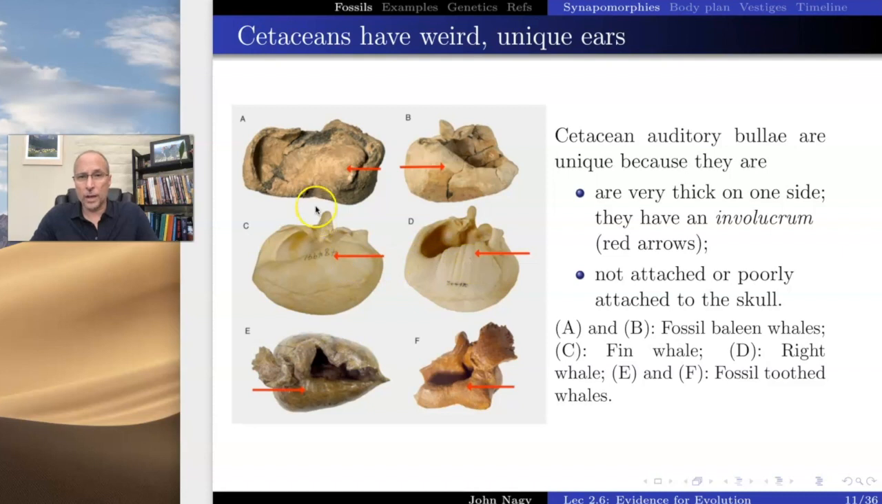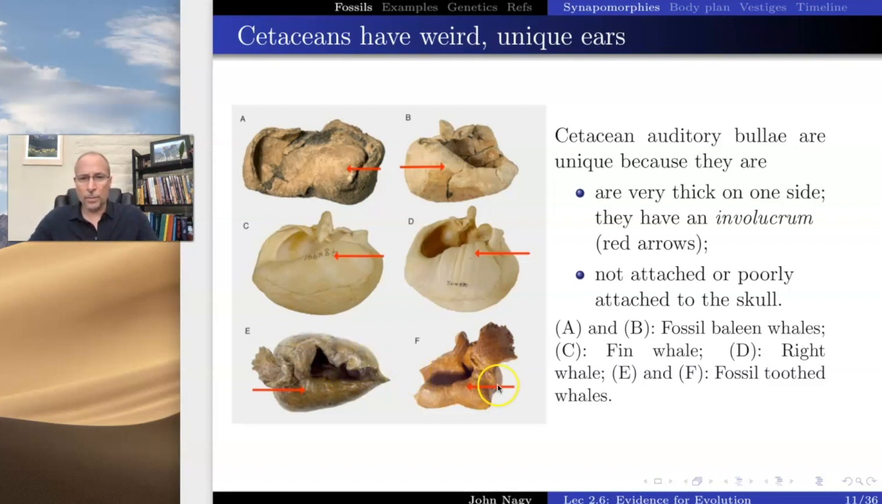And these are all examples of ear bones of whales and dolphins. Right here, these are A and B, are fossilized baleen whales. Those are like the big blue whales and the right whales that filter feed. They've got all this stuff that hangs down in their mouth called baleen. And then this is a modern fin whale. This is a modern right whale. And these are fossilized whales that are called Odontocetes. And they have teeth. They're toothed whales.